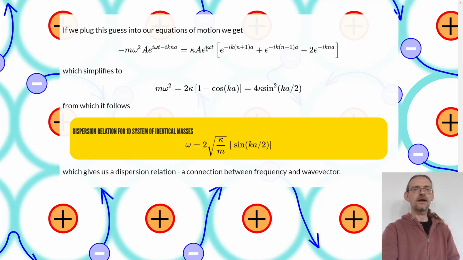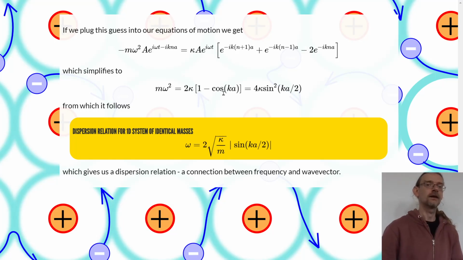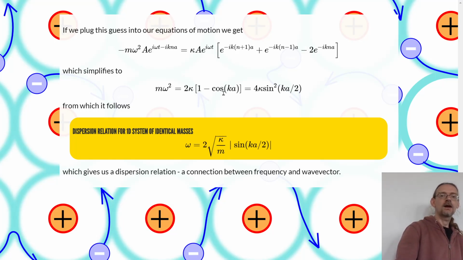Then I can cancel out the time dependence because I've just got this e to the i omega t on both sides, and I can divide through by this e to the i k n a. In this bit here, this i k n a bit cancels out, but I get left with plus and minus ka, e to the i ka, which is another way of saying a cosine ka. And then you can use this double angle formula to rewrite that in terms of a sine squared if you prefer.